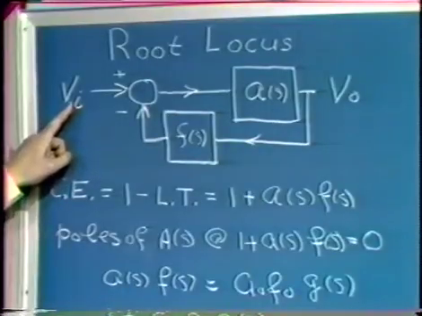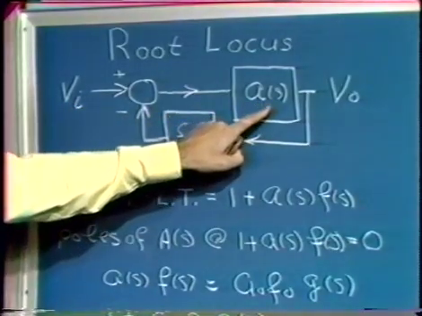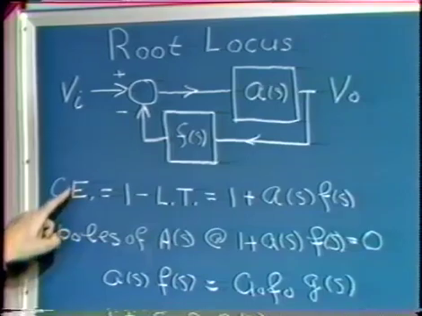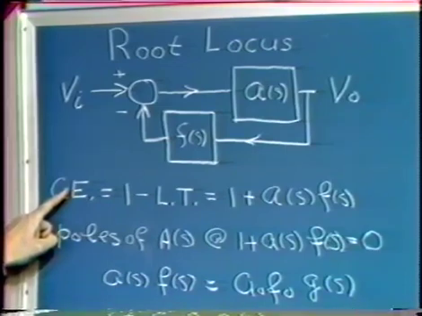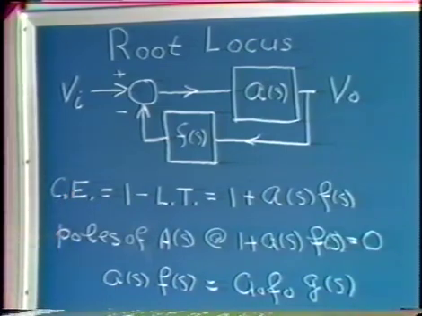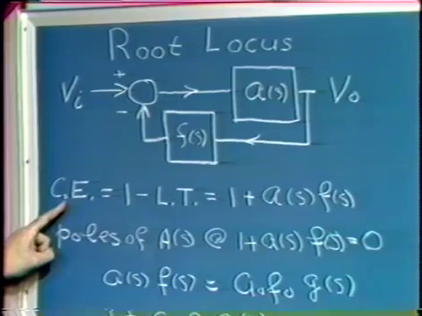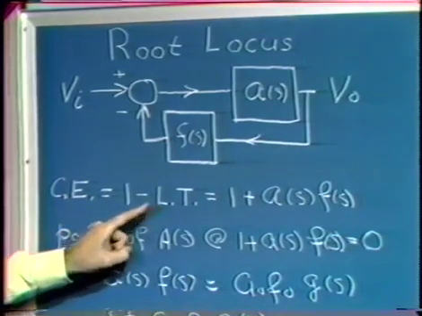Recall we have a standard topology which has a forward path transmission A of s and a feedback path transmission f of s. When we write a closed-loop transfer function for the system, we of course find out that capital A of s, the input-to-output transfer function, is simply equal to the forward path transmission over 1 minus the loop transmission. We're not particularly worried initially about the location of zeros. Our initial considerations with root locus techniques will focus only on how we find the poles of the system. Consequently, we'll look only at the characteristic equation, which we recall is 1 minus the loop transmission.